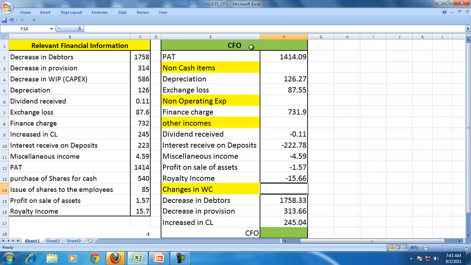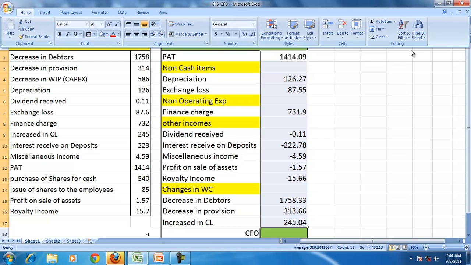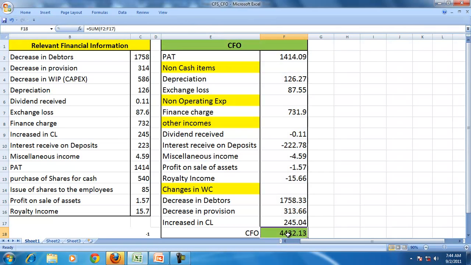So CFO has been adjusted for non-cash items, non-operating expenses, non-operating incomes, and the changes in working capital. If you add all these items, you should get the CFO, and so CFO is 4432. PAT is 1414, whereas the CFO is 4432.